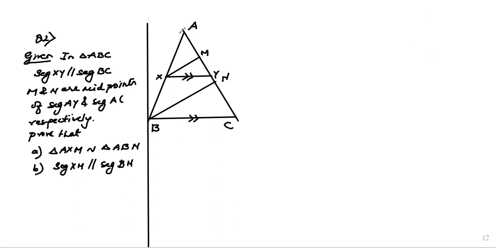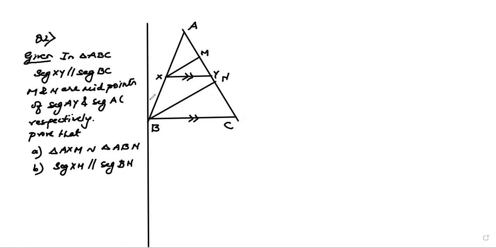So I will be taking AX, the side of the small triangle, upon AB, the side of the big triangle, equal AY, the side of the small triangle, upon AC. Corresponding sides of similar triangles. And remember, I can replace AY as twice AM and AC as twice AM. So AX upon AB equal twice AM upon twice AM. 2 gets cancelled. So AX upon AB equal AM upon AM.